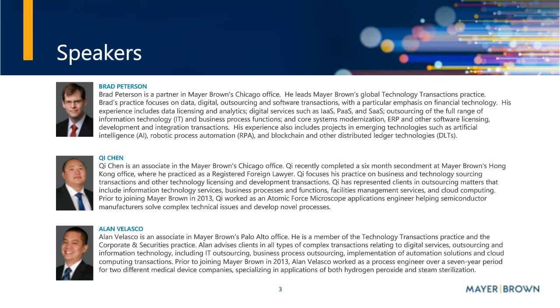Both Chi and Alan worked as engineers before law school, which helps today because service levels are at the intersection of contracting and engineering. Both Chi and Alan have had extensive experience in information technology and business process outsourcing transactions. Each of Chi and Alan is now a senior associate and a go-to lawyer for leading companies, not just for outsourcing, but also for cloud, data, and digital transformation deals. Chi Chen is based in Chicago, and Alan Velasco is based in Palo Alto.